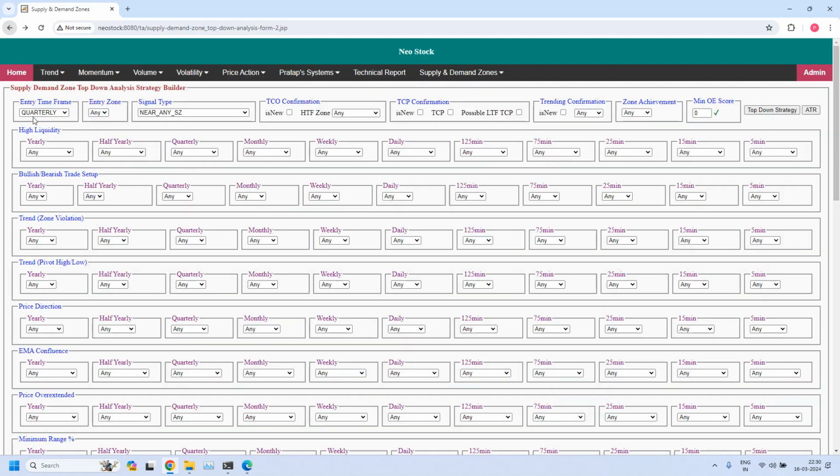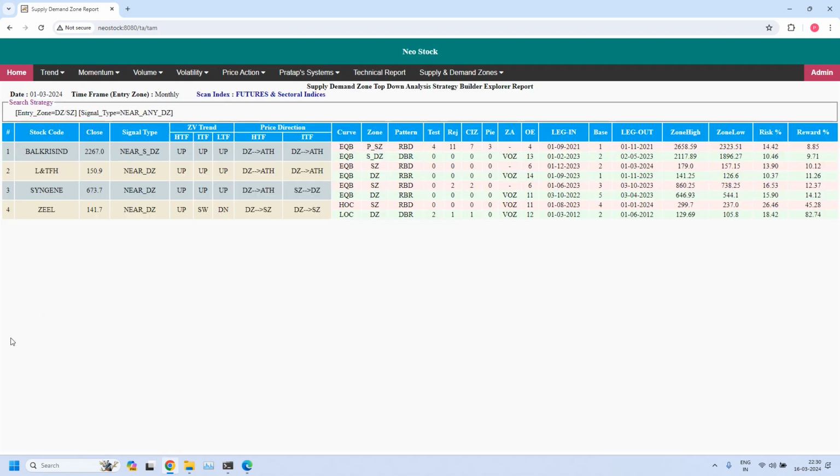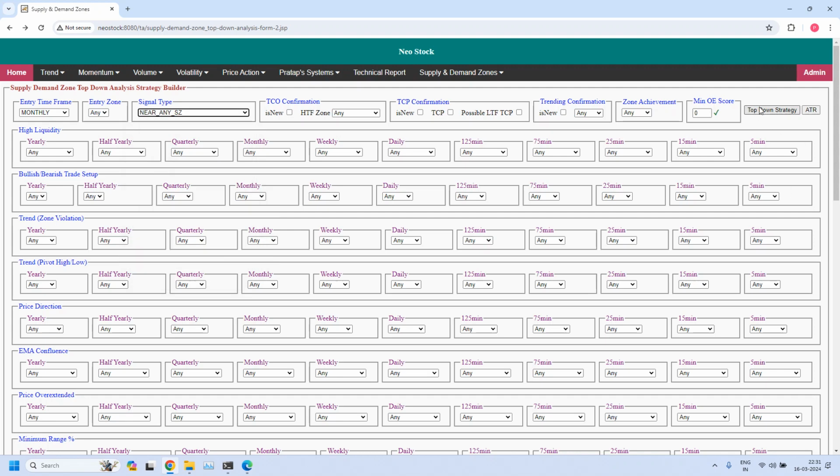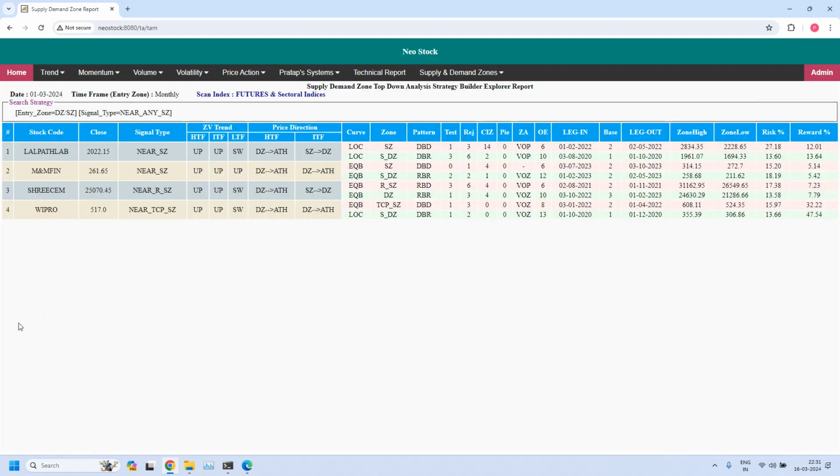Let's go back. Changing the time frame to monthly. Let us find the stocks near the monthly demand zone. So these four stocks are filtered near the monthly demand zone. Let me go back. For the monthly time frame, let us find the stocks near the monthly supply zone. Four stocks are filtered near the monthly supply zone.